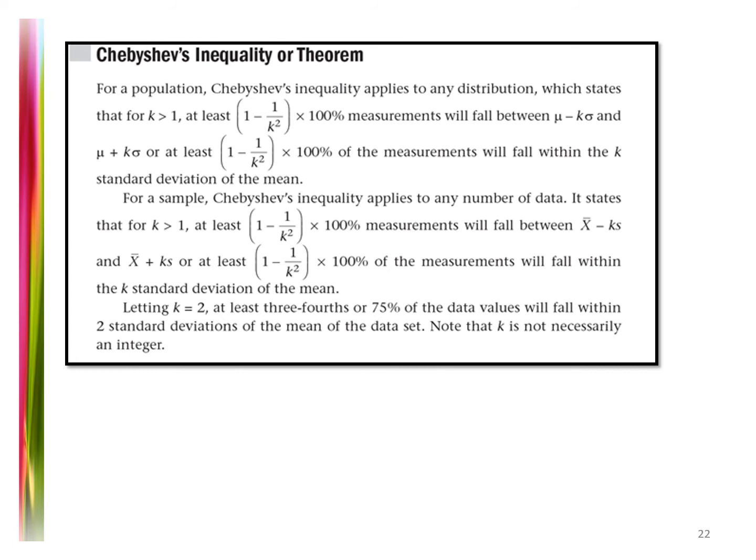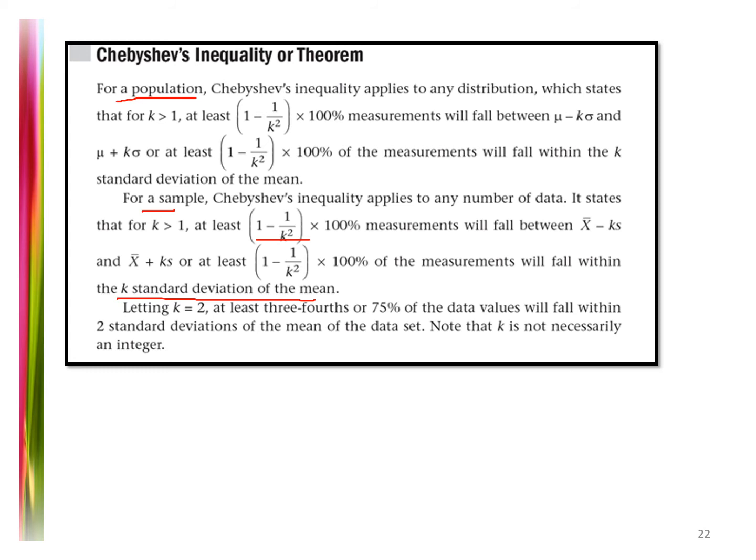Here it is important that k should be strictly greater than 1, not equal to 1. In the equal case, 1 minus 1 over k squared goes to 0, so that is meaningless. In other words, we can say at least 1 minus 1 over k squared, times 100%, of the measurements will fall within k standard deviations of the mean. So this is the sample case, and that was the population case. Here k is strictly greater than 1.